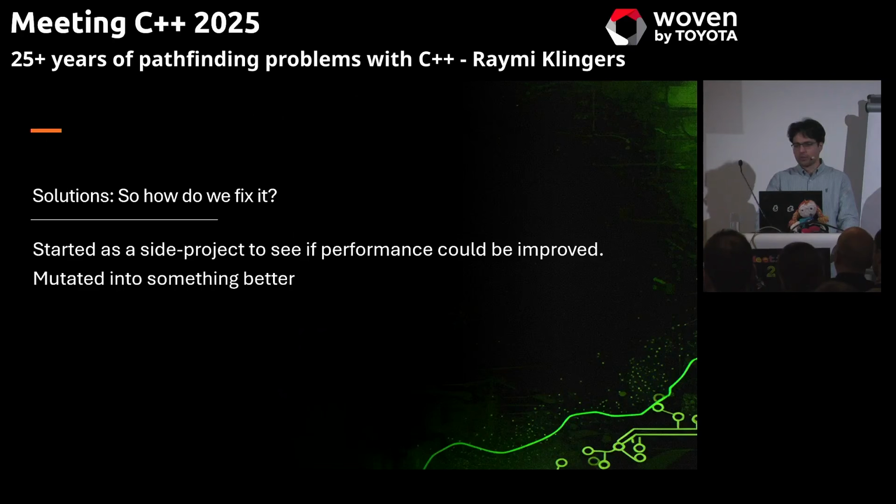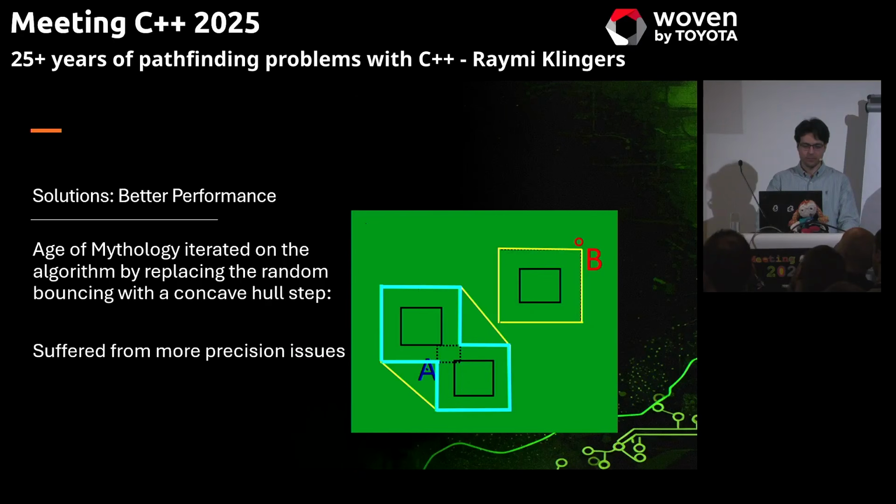But I still wanted to improve the performance issue, because the random bouncing around 64 times is not ideal. There's a lot of n-squared complexity that you run into there. So in big battlefields with hundreds of units, it scales quite poorly. Now, Age of Mythology actually iterated on the algorithm by replacing the random bouncing with a concave hull pass. So after they've generated the convex hulls, if you had to path out of the convex hull, they would generate a concave hull.